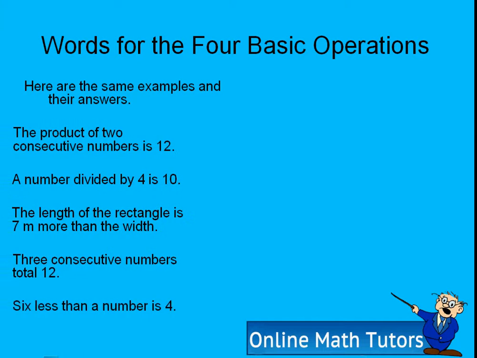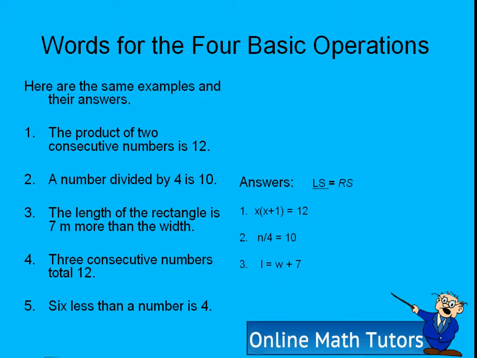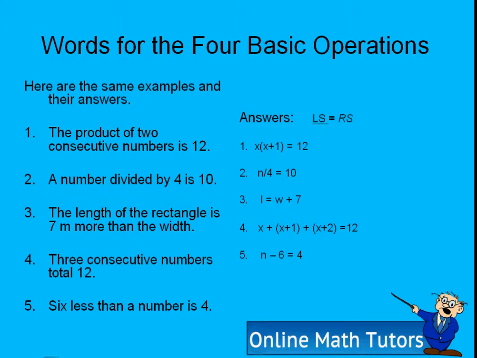We're going to take a look at the same examples and their answers, and this time try to identify what word in the English sentence told us which operation to use. In example 1, we have the product of two consecutive numbers. Product means we need to multiply. That's why we multiplied x by x plus 1.